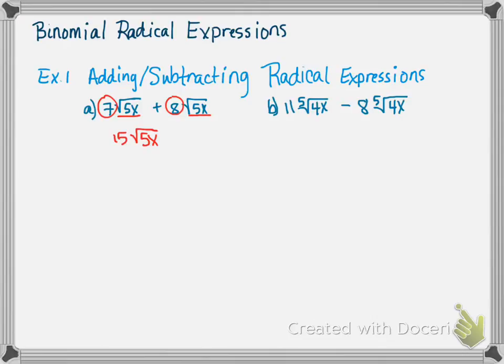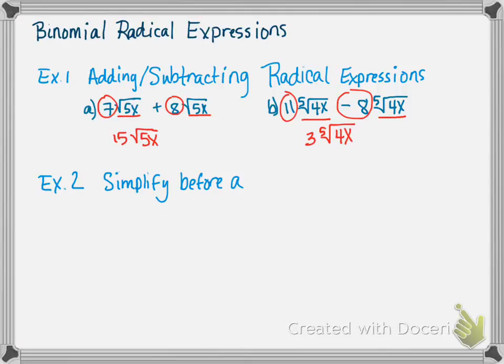Let's look at a second example. 11 fifth root of 4x minus 8 fifth root of 4x. The radicals are identical, so 4x is underneath the radical in both cases. The index is 5 in both cases. So now we can combine the outside terms. 11 minus 8 is 3, so we have 3 fifth root of 4x as our answer.